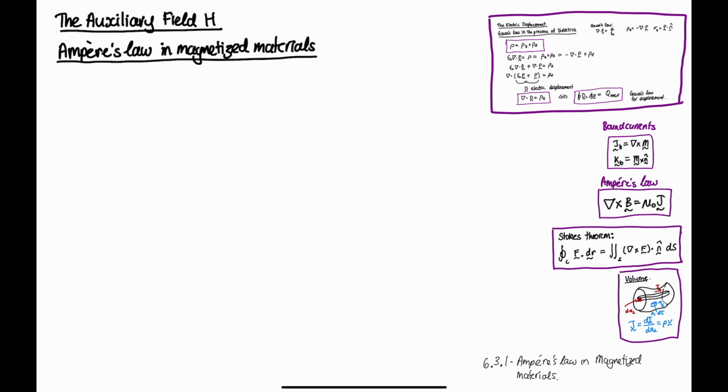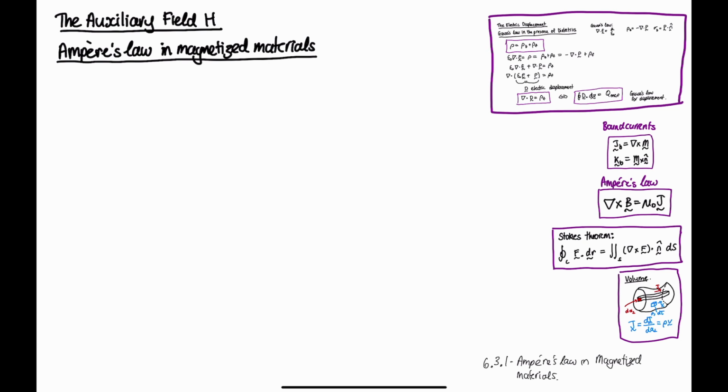So it's possible for the free current to flow through the substance itself if it's a conducting material, or alternatively, the free current could flow through wires which have been embedded within the magnetized material. So in order to write down equations to describe this, we'll follow a very similar method to what we used when we were considering the bound and free charges with the electric displacement.